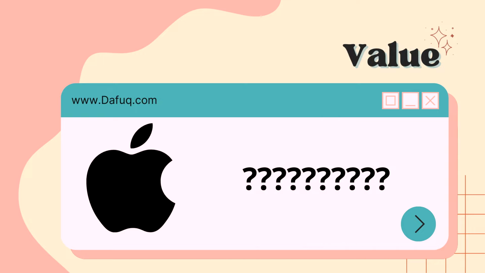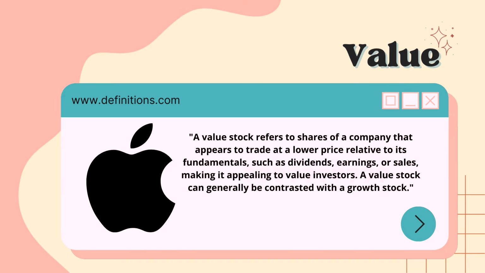Well, taking a definition from Investopedia, they say that a value stock refers to shares of a company that appear to trade at a lower price relative to its fundamentals, such as dividends, earnings, or sales, making it appealing to value investors. A value stock can generally be contrasted with a growth stock. And I think there's a few problems here with this definition. Namely, in the final part of this definition, a value stock can generally be contrasted with a growth stock. Because I think this part of the definition contradicts with the earlier parts.